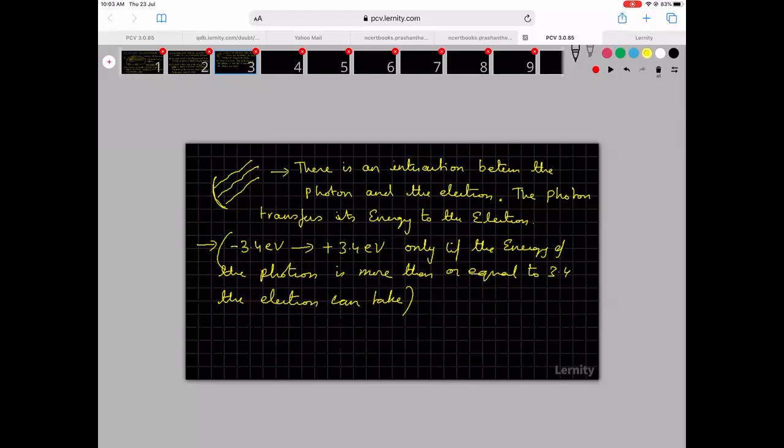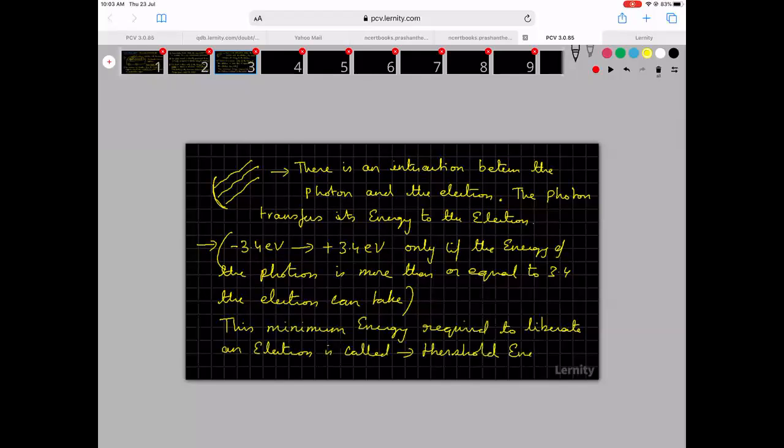Now, this minimum energy required to liberate an electron is called threshold energy. This minimum energy required is called threshold energy. And the frequency corresponding to this is called the threshold frequency.